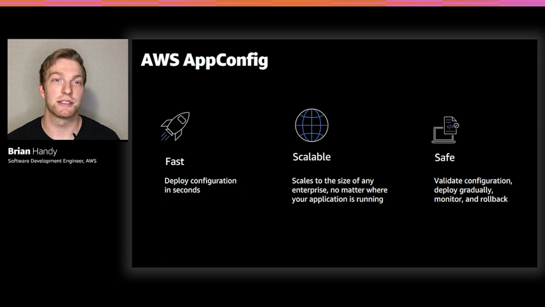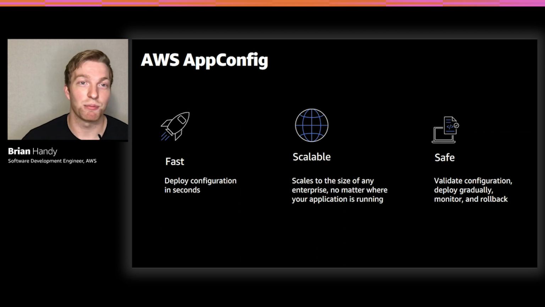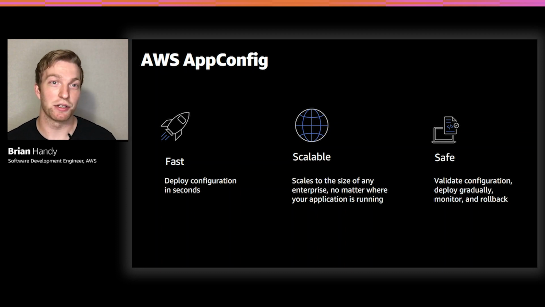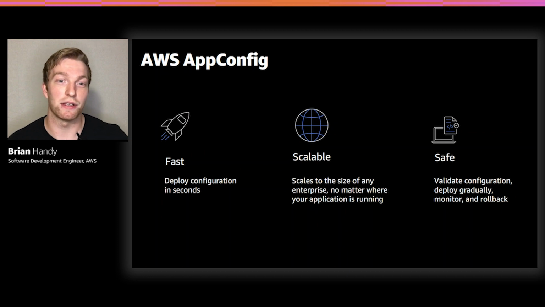App Config is scalable. It scales to the size of any enterprise, no matter what kind of capacity you're running on, without any effort on your part. And App Config is lastly, and maybe most importantly, safe. App Config offers you the ability to validate your configuration, to deploy gradually, to monitor the deployment of your configuration, and to roll back the deployment of your configuration instantly.